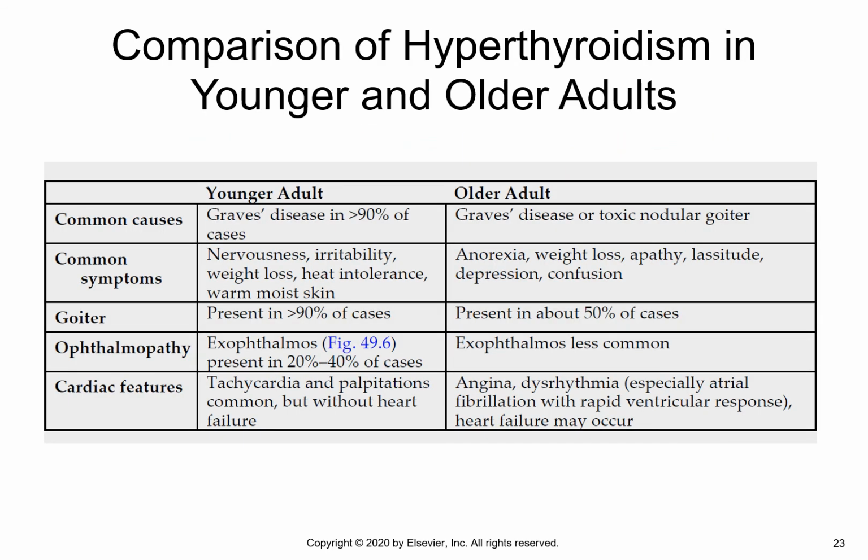So comparison of younger and older. You can see this table is going to break down the comparison of the causes, symptoms, if there's a goiter, the ophthalmopathy, and any cardiac features. So we'll just review that table.